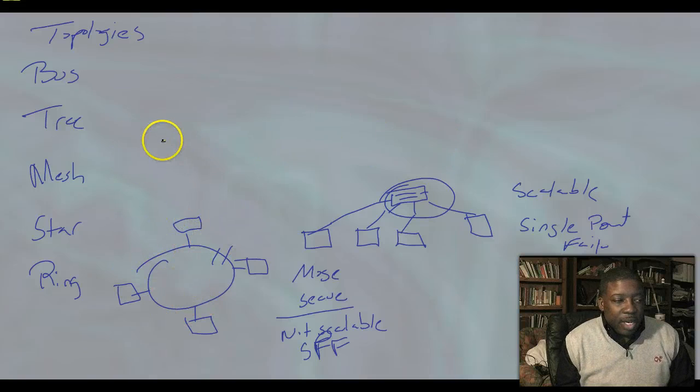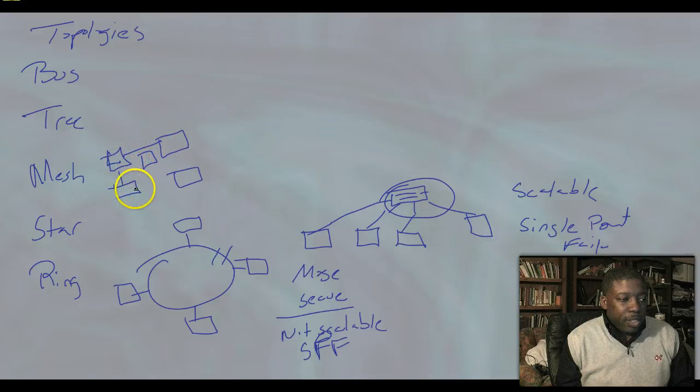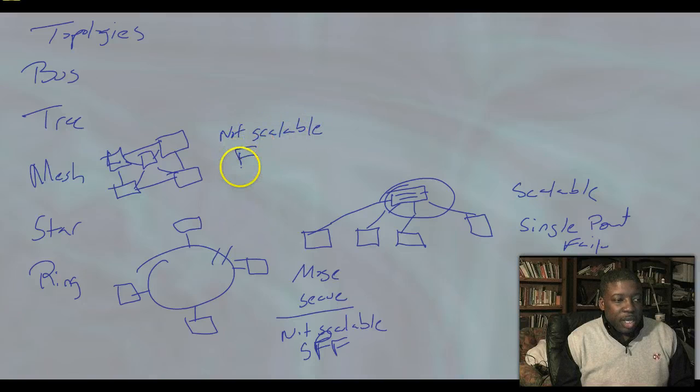So let's talk about something that doesn't have a single point of failure. Mesh. I'll just draw it like this. So the data travels all around. There is no single point of failure. It's not really that scalable. It is, but it really isn't, because it is expensive.